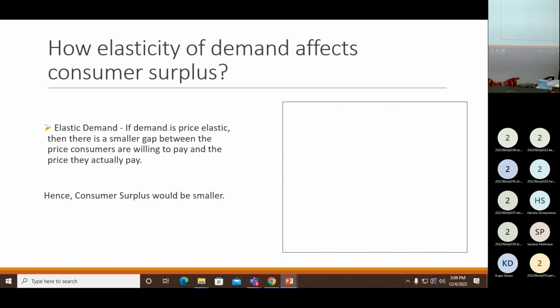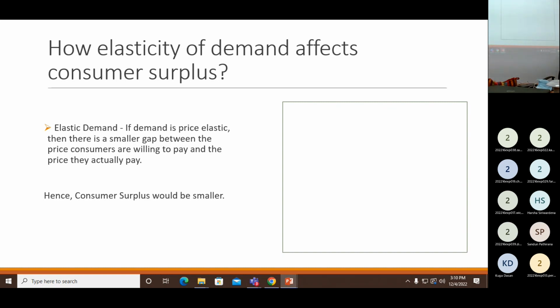So how do you identify your consumer surplus? Maximum price the demanders were willing to pay, that is this. This is the maximum price, but the price which they ended up paying is this. So the difference between that area. So this area is called consumer surplus, right?